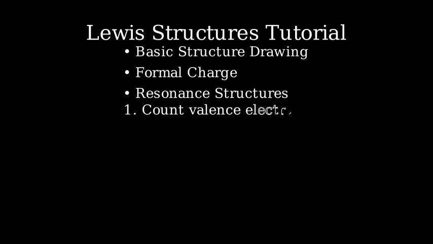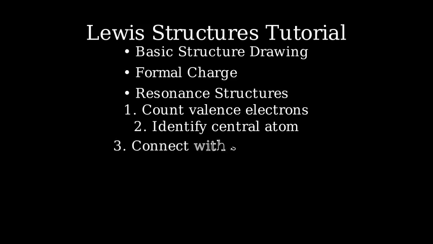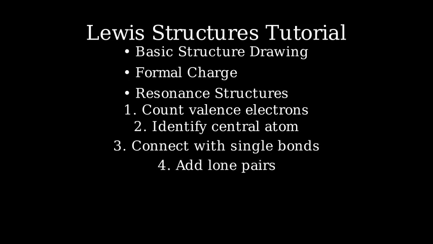First, count the total number of valence electrons. Second, identify the central atom, usually the least electronegative atom that isn't hydrogen. Third, connect atoms with single bonds. Finally, add lone pairs to satisfy the octet rule.